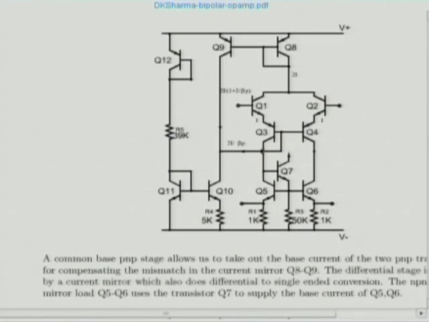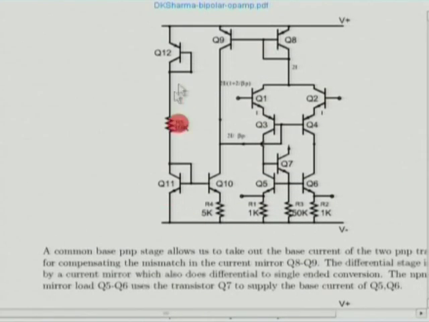Now, if you look at the differential stage, we have already discussed the bias generator. So, you need not be worried about this. Notice that Q1 and Q2 form emitter followers. The input is to the base, the collector is given a fixed bias. Therefore, it is a common collector amplifier, it is an emitter follower, and therefore, its input impedance is very large, which is what you want in case of a differential amplifier. Its output impedance is low, and that feeds this common base amplifier.